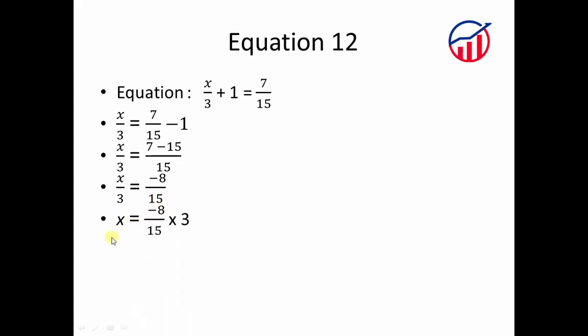So x is how much? Minus 8 upon 15 multiplied by 3. 3 and 15, the 3 and 5 are going to cancel. So you'll have negative 8 upon 5. So x is negative 1.6. This is the solution to x. So we have solved all the equations of exercise 2.1 for class 8, new version of maths.